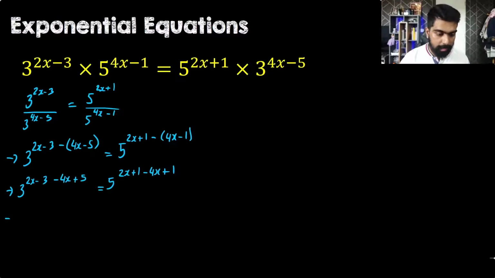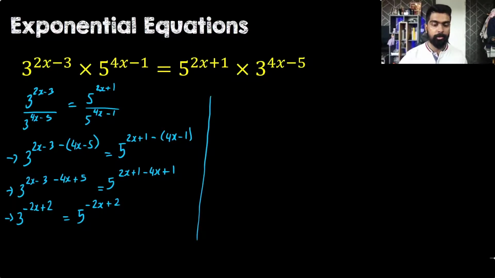Now let us add up the like terms, boys and girls. So what do we have? 2x minus 4x is going to give us negative 2x. And then minus 3 plus 5 is going to give us plus 2, right guys? And this is equal to 5 to the power of negative 2x plus 2 also. Now let me continue here.